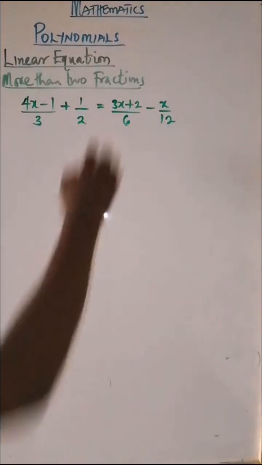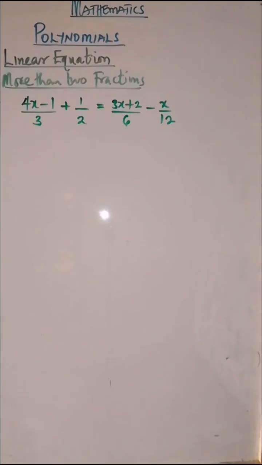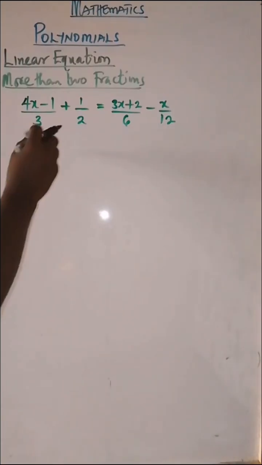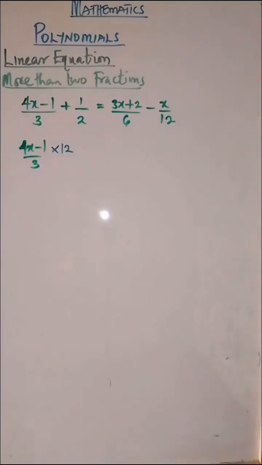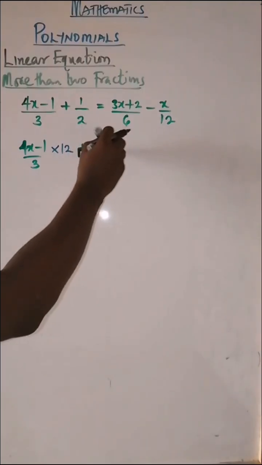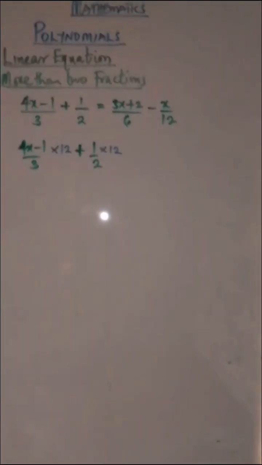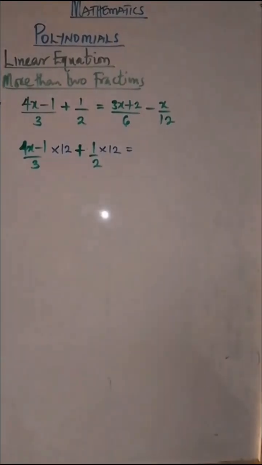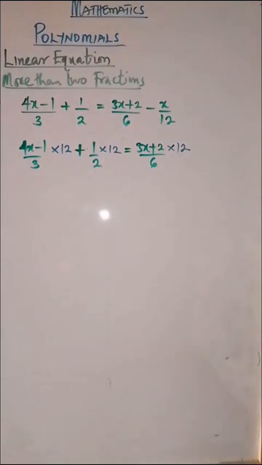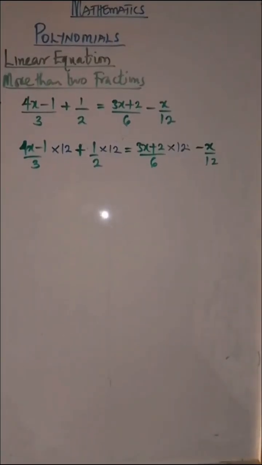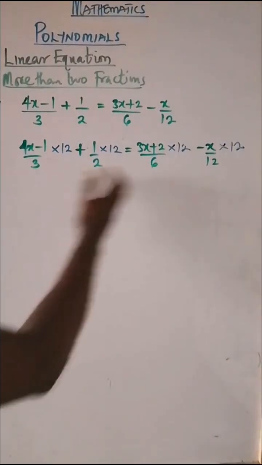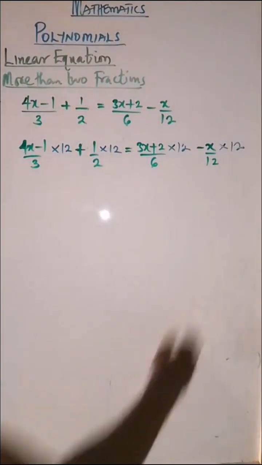Then you multiply every fraction by 12. So originally here we have 4x minus 1 over 3. I'll multiply it by 12. Then here we have plus 1 over 2. We also multiply this by 12. Now equals 3x plus 2. Also multiply by 12. Then we have minus x over 12. Multiply by 12. Since we apply it to both sides by 12, all the 12 here will cancel all the 12 here, so we're not changing the question.